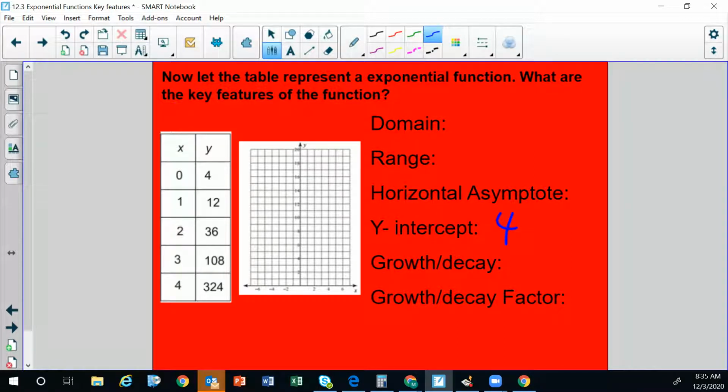What is my growth or decay factor? Everybody see that, right? Take a number and divide it by the preceding number, 36 divided by 12. Good. So that's 3. It is a growth, right? Because the growth factor is greater than 1. So that's a growth right here. And if you look at the y values, they're increasing.